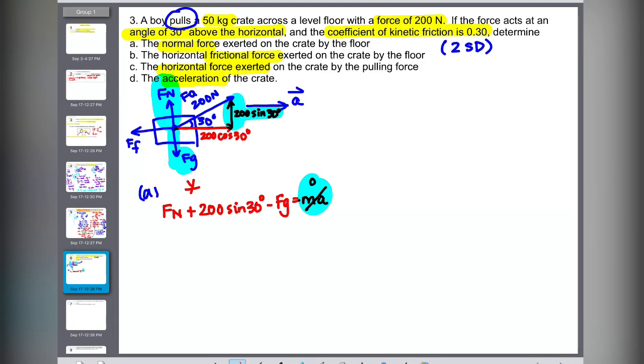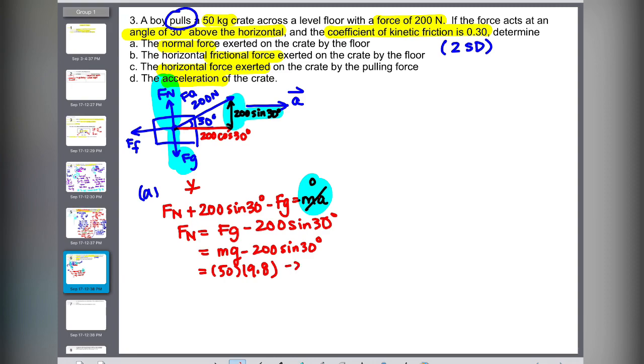So now I can solve for Fn by bringing these guys to the other side. So Fn, bring the Fg over, it becomes positive Fg minus 200 sine of 30. Remember, when we pull up, it makes it feel lighter. So mg minus 200 sine of 30. So m, mass is 50, 9.8 minus 200 sine of 30.